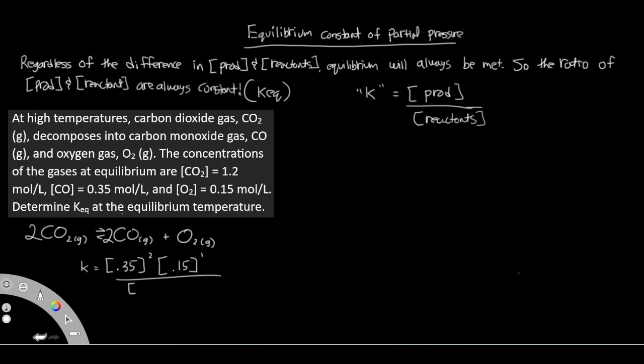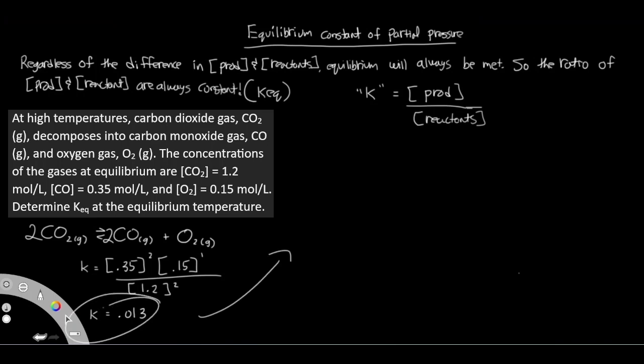And then we have carbon dioxide at the bottom there. We got 1.2, and it has obviously a coefficient of 2, so we're going to do that there. So K is equal to just multiply all these and then divide it by that. What do you end up getting? I end up getting 0.013, so that's your value.